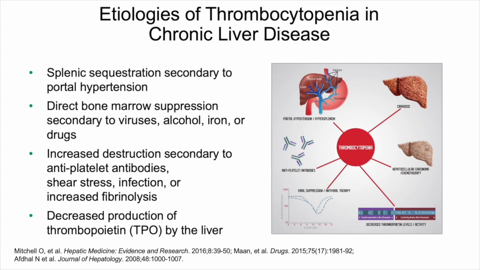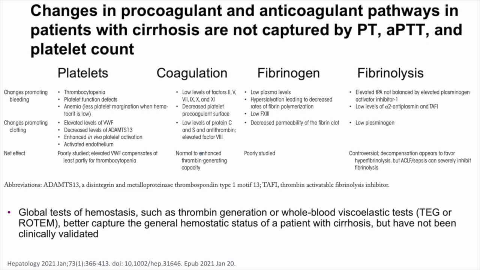One of the most important aspects that has become clear over the past decade is that how we determine coagulation is actually not reflective accurately in the setting of cirrhosis, so that changes in procoagulant and anticoagulant pathways in patients with cirrhosis are not accurately captured by the tests we typically order. And these are prothrombin time, the partial thromboplastin time, as well as the platelet count.